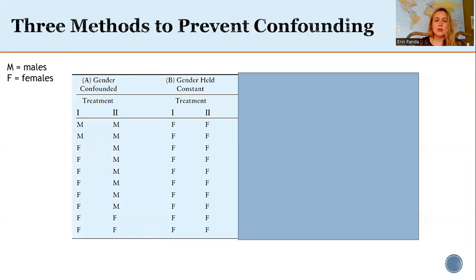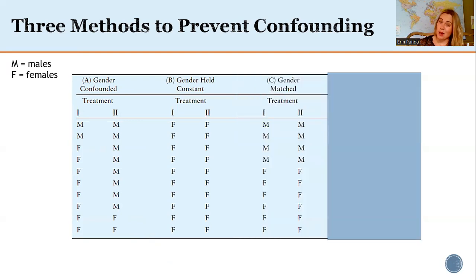So what we could do is hold gender constant. So that means we would just recruit participants that are at one level of that gender variable. So we could either recruit girls or just recruit boys. All of our participants in this case would be girls. So now we don't have a systematic difference between conditions. So this would increase our internal validity.